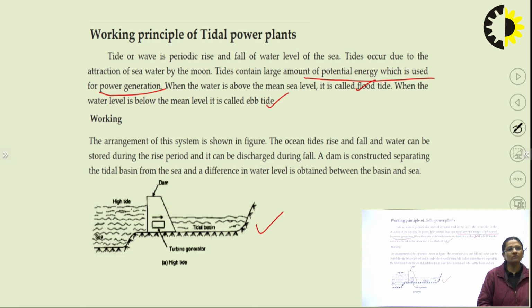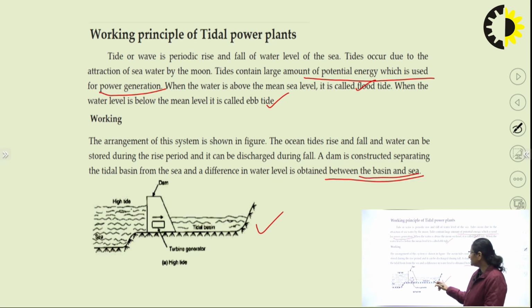To understand the working, let us see the arrangement. The arrangement of the tidal energy conversion system is shown in the figure. The ocean tides rise and fall, and the water can be stored during the rise period and discharged during the fall period. So, by constructing a dam, we can harness this energy. A dam is constructed separating the tidal basin from the sea, and a difference in water level is obtained between the basin and the sea.